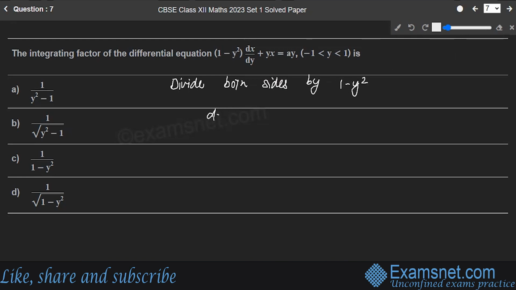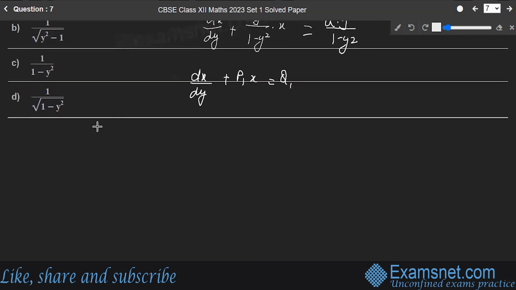So you have dx upon dy plus y upon 1 minus y square into x is equal to a into y upon this. Or simply I'll say like this. So this differential equation is of the form dx upon dy plus p1 x is equal to q1, where p1 is y upon 1 minus y square and q1 is a y upon 1 minus y square.